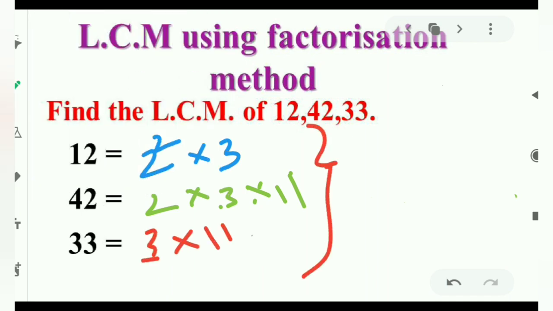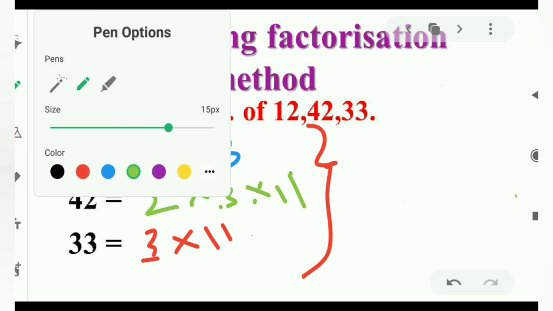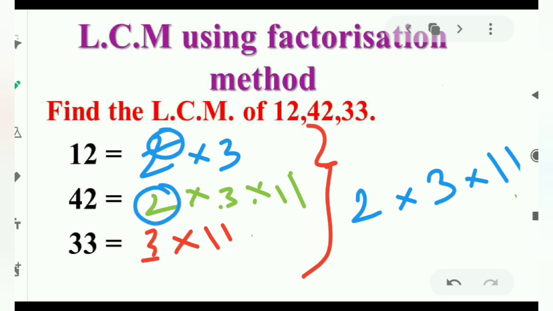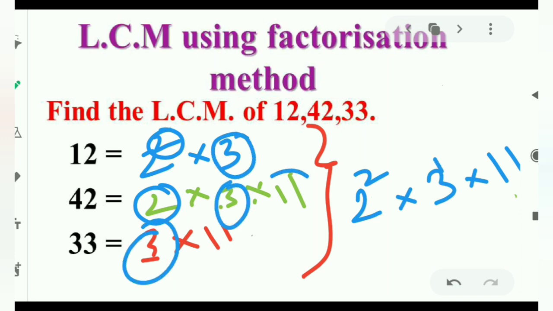Now we are going to find the LCM. Do you remember the definition? What is LCM? LCM is nothing but the product of the highest power of all the prime factors. Let's list out all the prime factors included here: 2, 3, 7, 11. What is the highest power of 2? 2. What is the highest power of 3? 1.